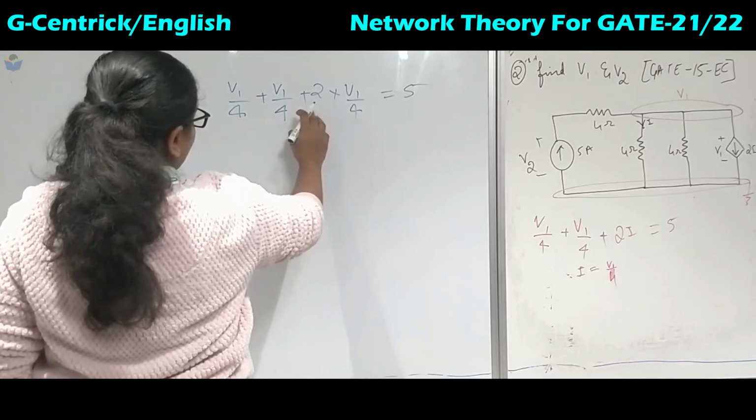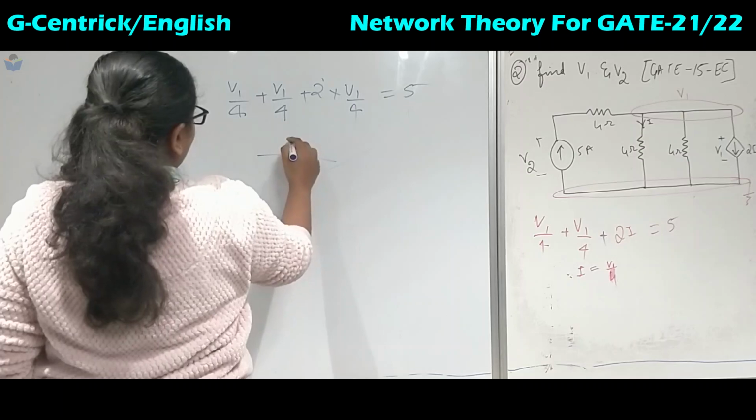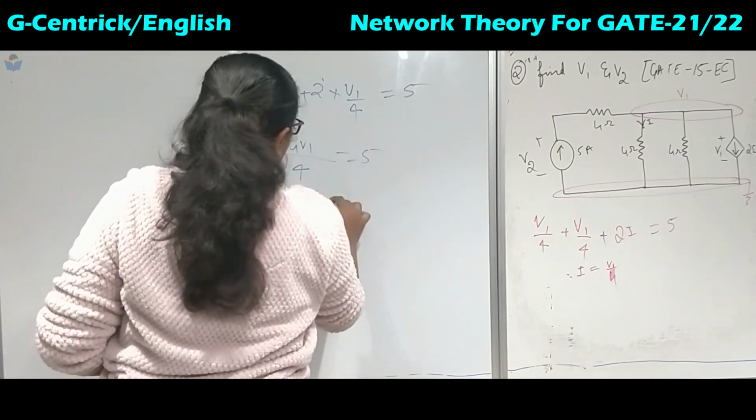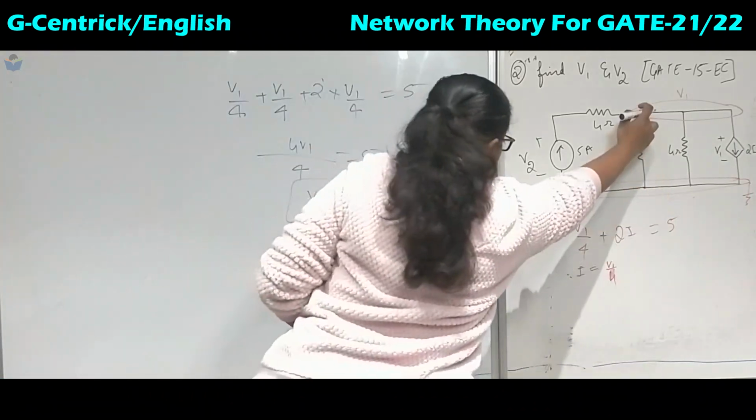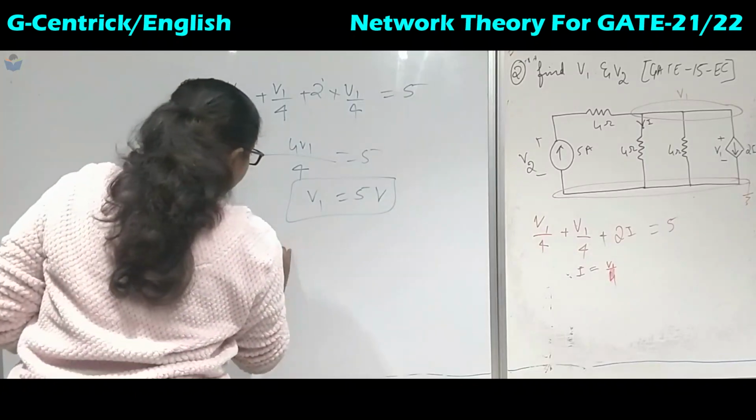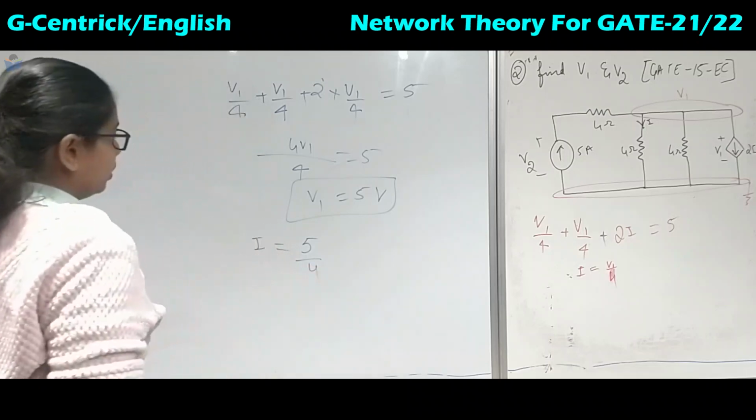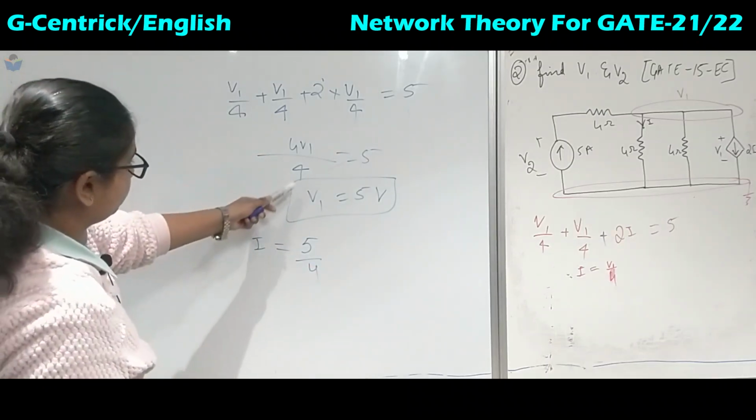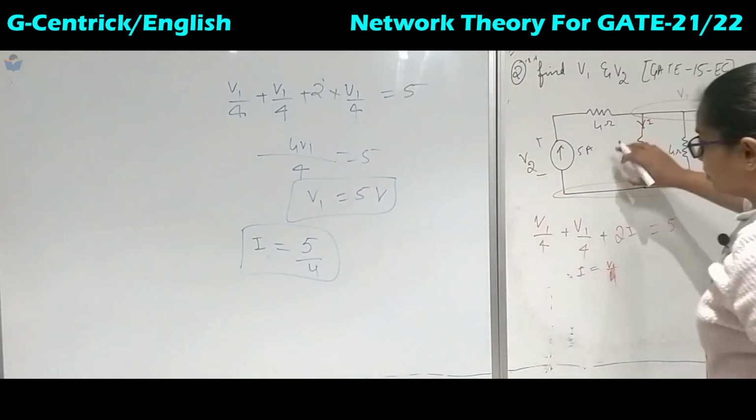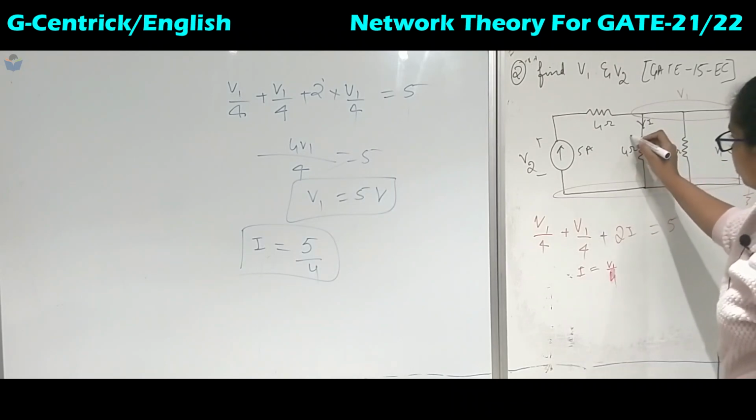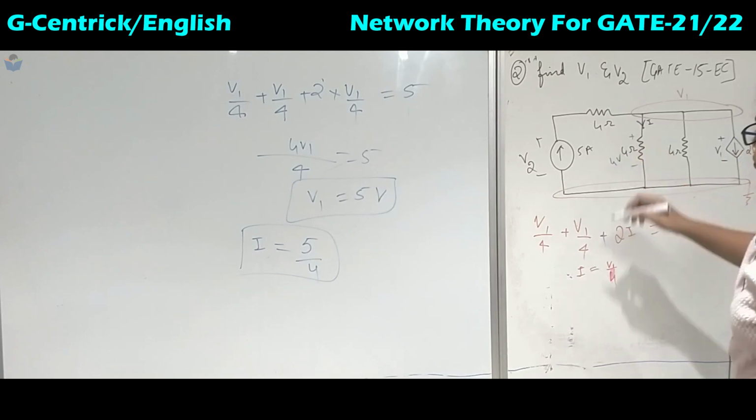Then we have 4 V1 equal to 5. So V1 is equal to 5 volts. This is the node voltage of V1. Once we know the V1 value, we can find the value of I, which is nothing but 5 by 4. When it is 5 by 4 current, the voltage drop across this will be 5 by 4 times 4, so the 4 gets cancelled, and it is nothing but 5 volts.